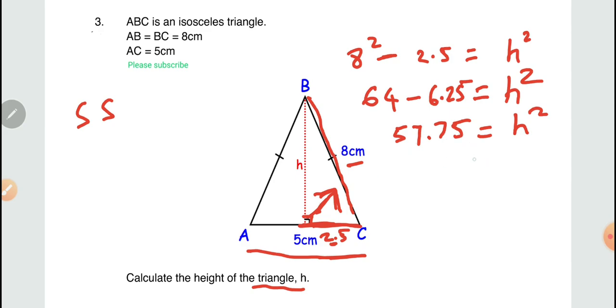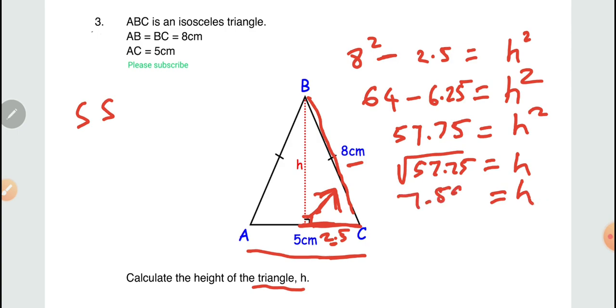We're not interested in h squared, we just want what h is. So we have to square root 57.75. So that means h will be 7.599 to 3 decimal places. The question didn't say how much I should round by, but I've just done it to 3 decimal places. So h is equal to 7.599 centimeters.